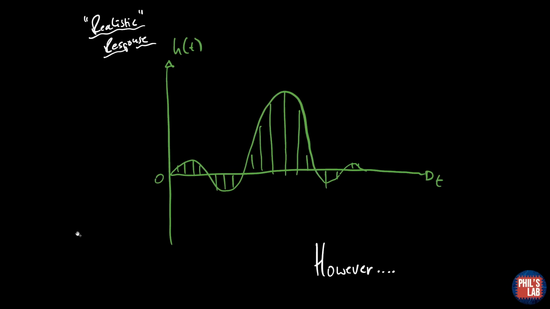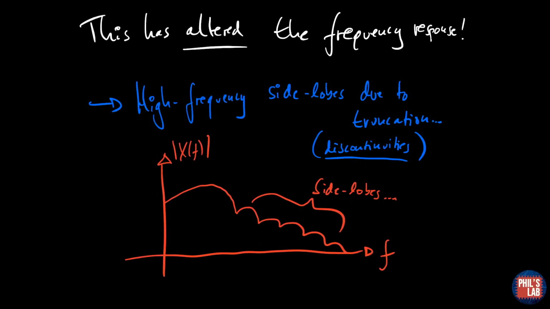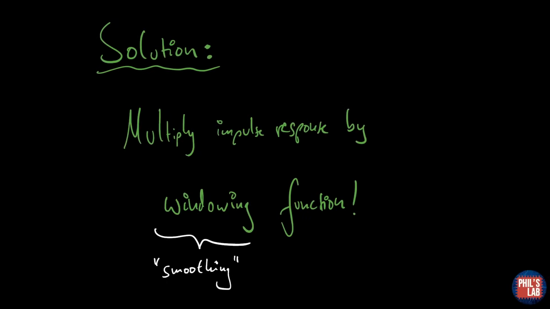However, we still have some problems. All of this, of course, as you can imagine, has altered the frequency response. In particular, the truncation is especially bad because this introduces a lot of high-frequency content, which are known as side lobes. And this is due to truncation and the discontinuities it brings with it. And the actual frequency response will probably look something like this. And remember our ideal low-pass filter frequency response from earlier. These are quite different. Again, we have a solution.